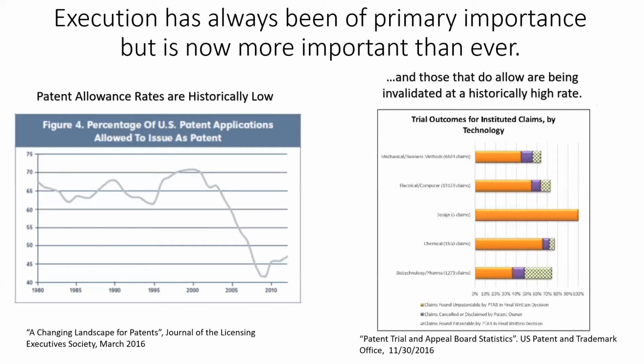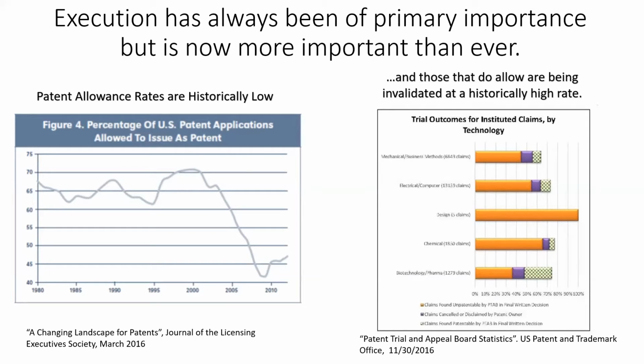Some statistics around that. The title of this slide says execution was always of utmost importance, but now is more important than ever. There were a series of Supreme Court cases. This line is the allowance rate of US patents. It dropped precipitously in the early 2000s. It really hasn't come back. Patents are harder to get than they've ever been. There's good reason for that, and there's lots of good conversation around it. That's a healthy element of the patent system, but they're hard to get.